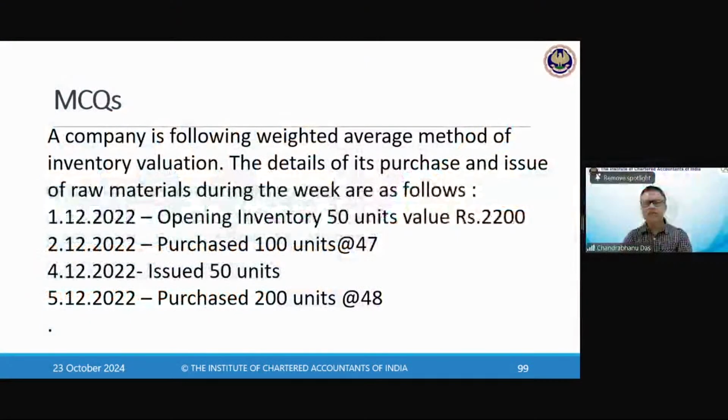So this is about a company which is following a weighted average method of inventory valuation. And date-wise, the details of its purchase and issue of raw materials during the week are given. On 1st December 2022, there was an opening inventory of 50 units. Price is not known, but the value is given as rupees 2,200. Then what happened on 2nd December?